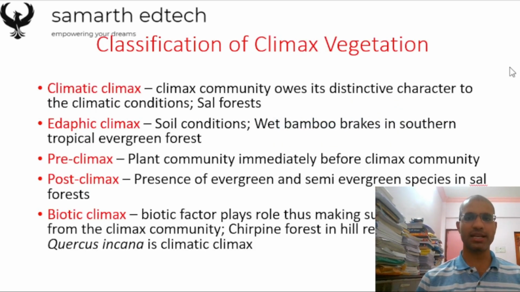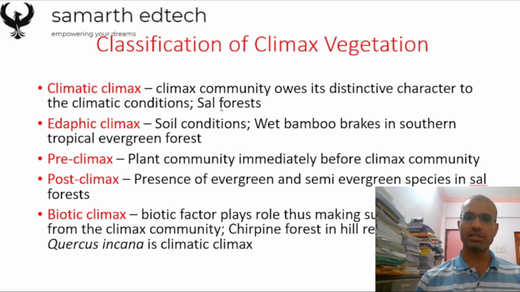So the next one is your classification of climax vegetation. See, the first one is your climatic climax. As the name suggests, here the climate is going to play an important role in determining which species of the tree is going to become the climax community.